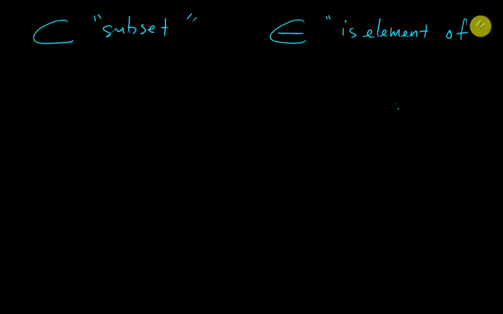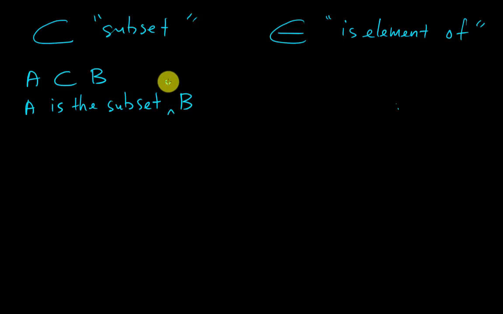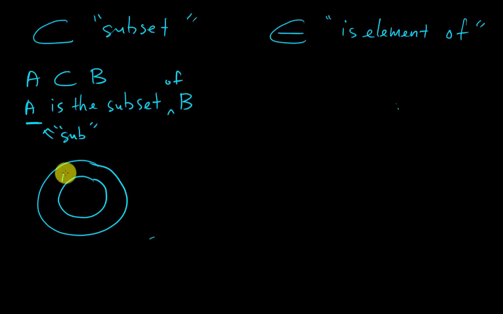Okay, subset is very simple. If I say A is a subset of B, subset is something like I sub out the set. If you understand the word sub, it means like the secondary level. So if A is a subset of B and I have two sets here, I know my A should be inside of B. So this is the meaning of A is a subset of B.